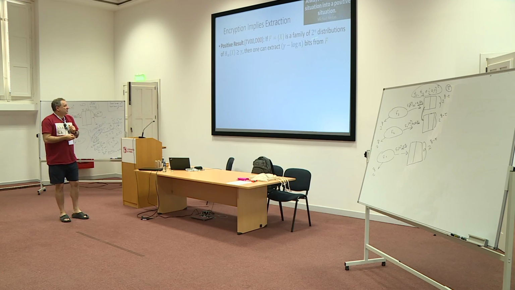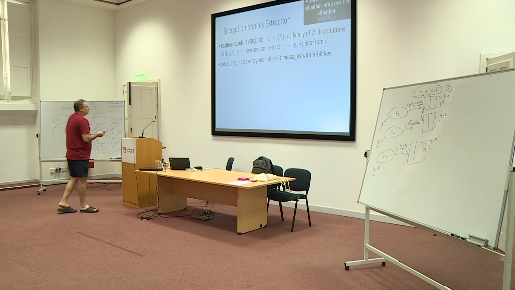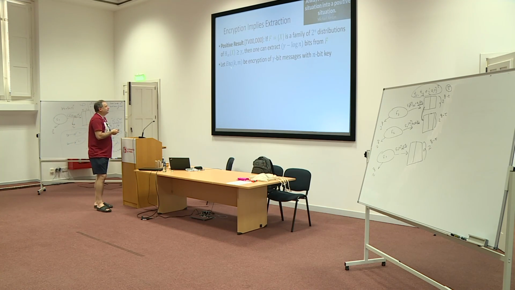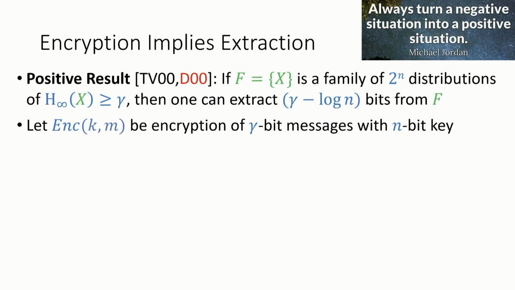All right, so this is a positive result of randomness extraction. Now let's get our negative result. So what is our negative result? Assume there is an encryption that takes a key and a message, and this encryption allows me to encrypt gamma-bit messages with an n-bit key, right?